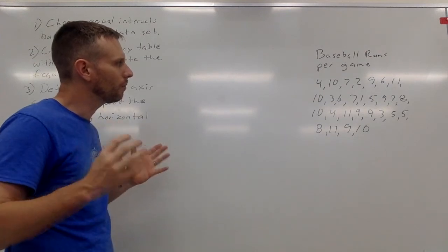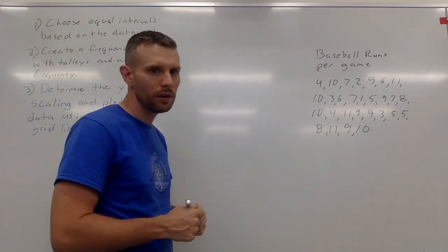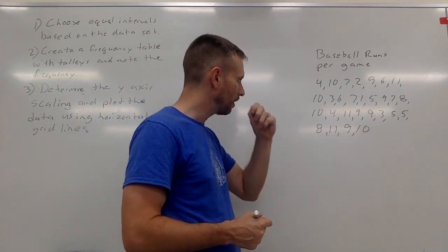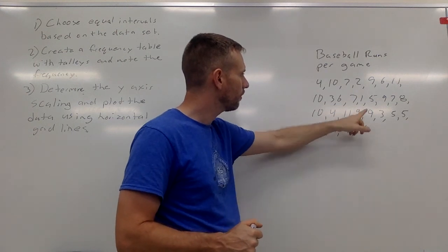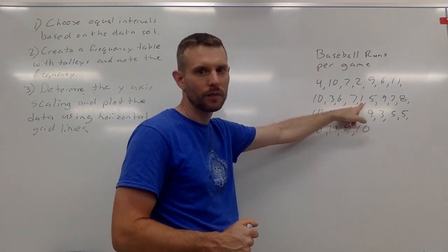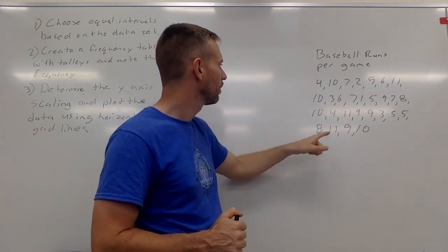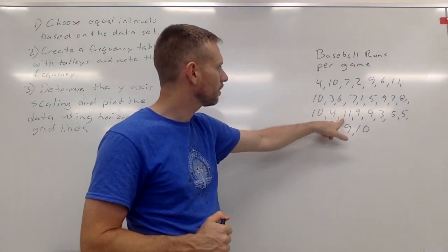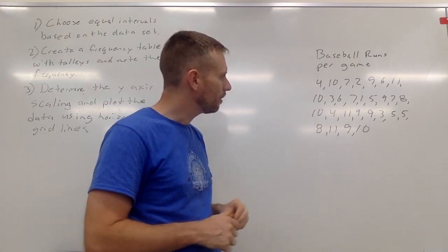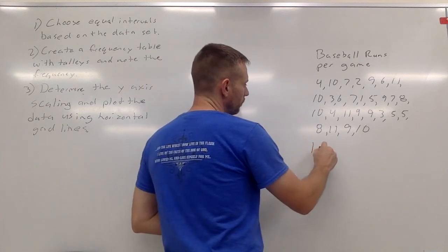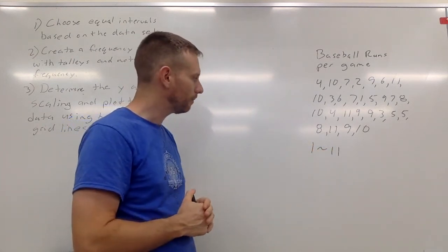And so maybe the best way to do that is to see what is your greatest value and your least value. If I look at this data set, my least value is 1. It's my smallest value. And my greatest value looks like it is 11. I don't see anything higher than 11. So I want to group data or make groups between 1 and 11.